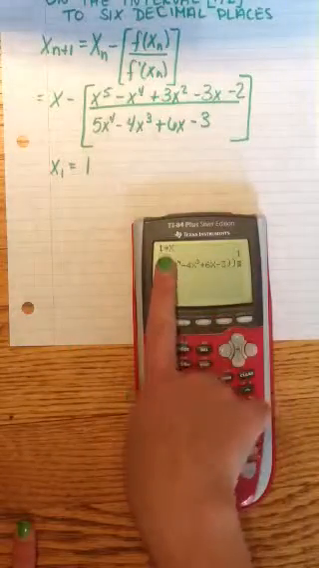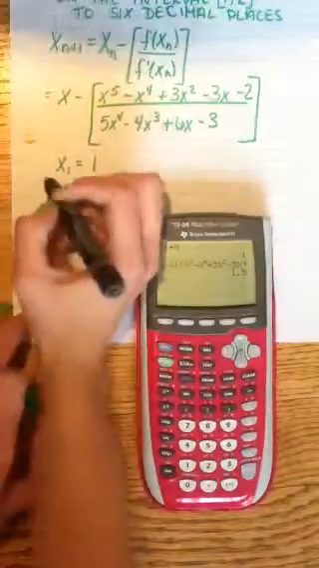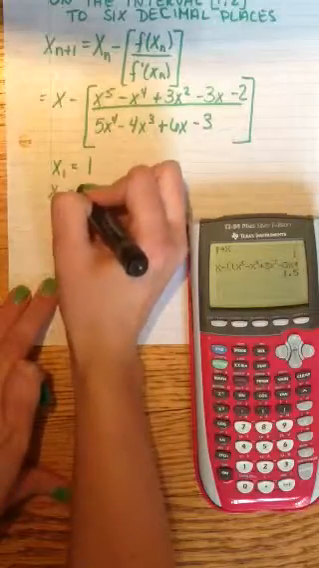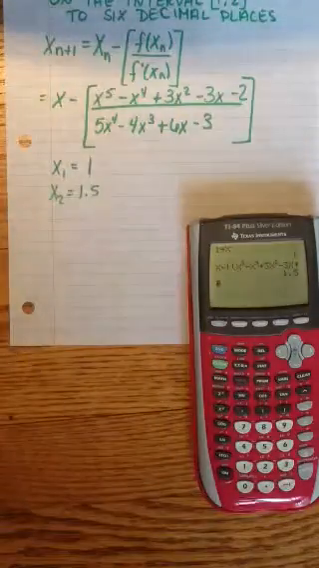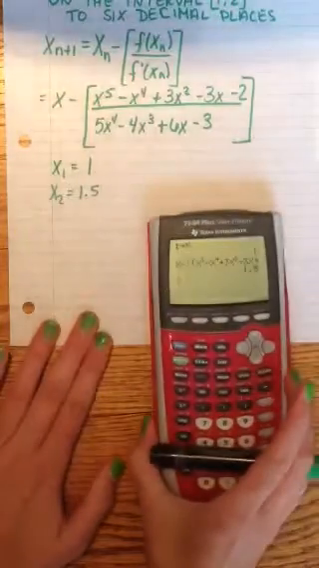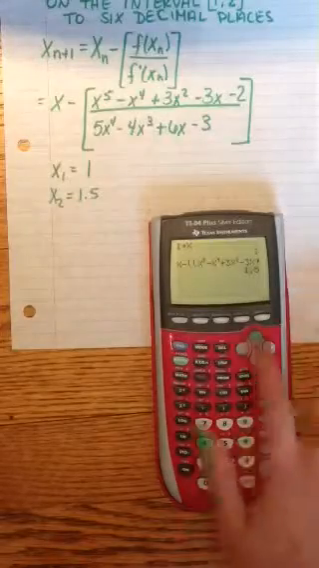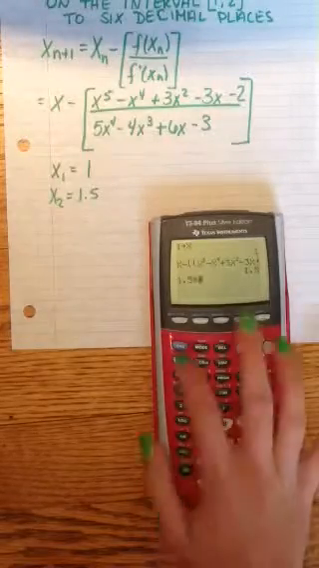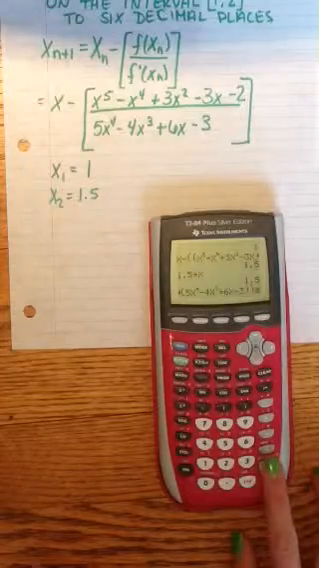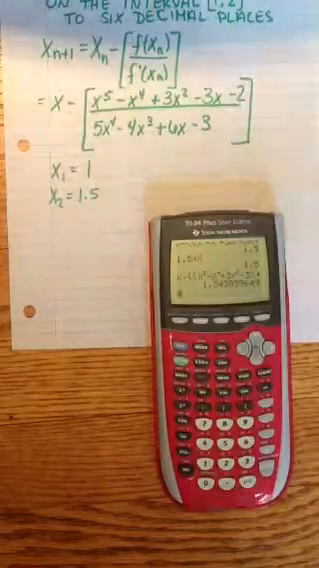Since I already have 1 stored as x, I can just press enter and I get my x2. So my second guess is 1.5. Now I can store 1.5 as x, so I don't have to type the equation in again. So I store 1.5 as x. I go up, get that equation. Now 1.5 will be plugged into the x's, and I get this number.